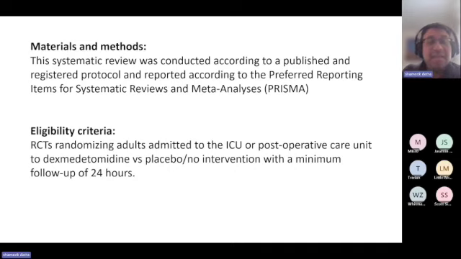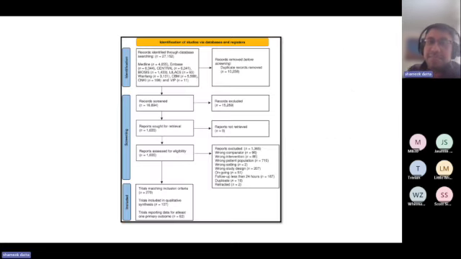Eligibility criteria. All the randomized control trials randomizing adults who were admitted to intensive care or a post-operative care unit and compared dexmedetomidine versus placebo or no intervention, with a minimum follow-up of 24 hours. So this is the PRISMA protocol. They basically go through the records, identify the records through the database, then screen the records, remove duplicates, screen them for eligibility criteria, then match the trials according to the inclusion criteria set for this study.